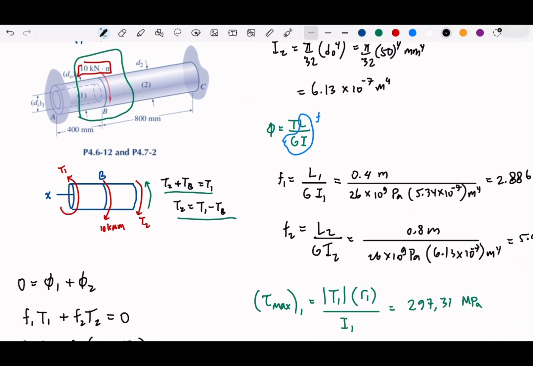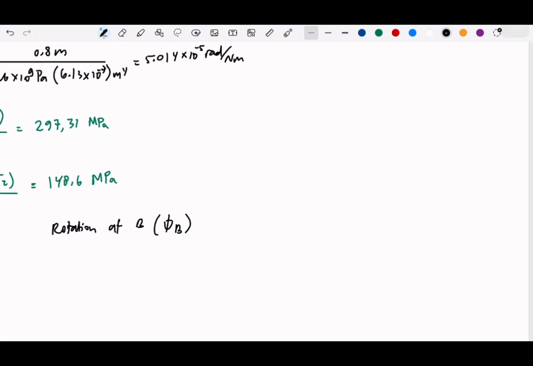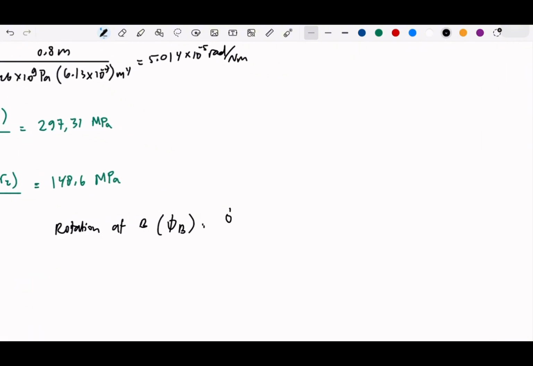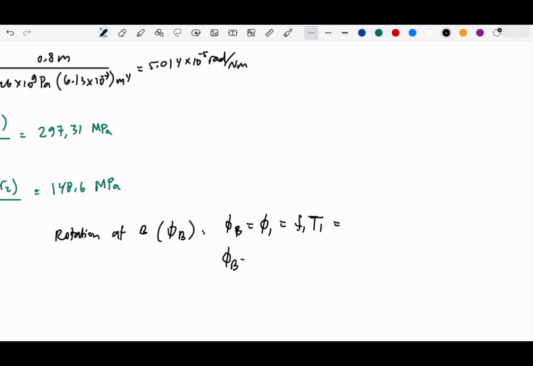So we can imagine that if that happens for phi B, it means that this will be the result. Or you could also do the same thing and make phi B negative phi 2. You will get the answer maybe different, or perhaps different in signs.